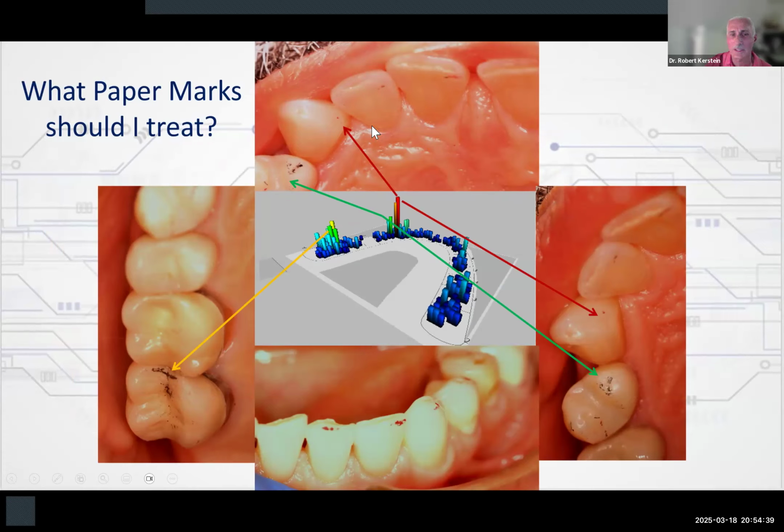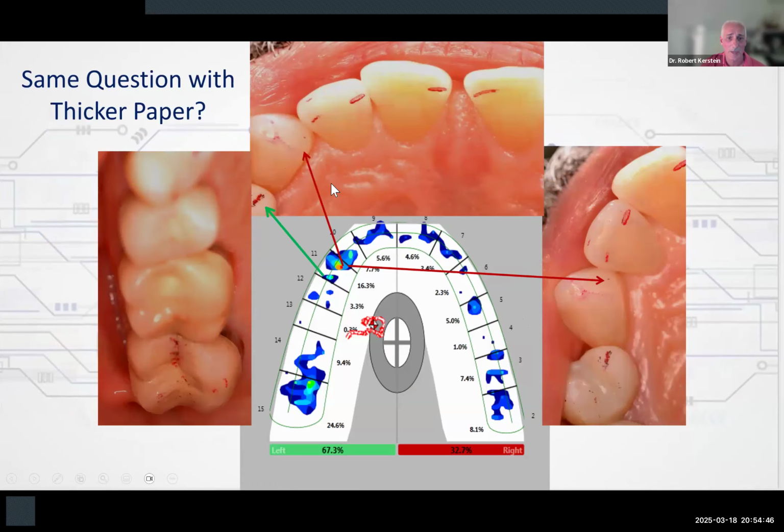But for my own purposes, I said, well, I'm going to use a thicker paper. I want to see if tooth number 11 will look any different. So I used the thicker paper, and all I got was lots of artifact, but I still got the same pinpoint high force contact. Now, look what happened to the anteriors with the thicker paper. Huge marks, but all low force.